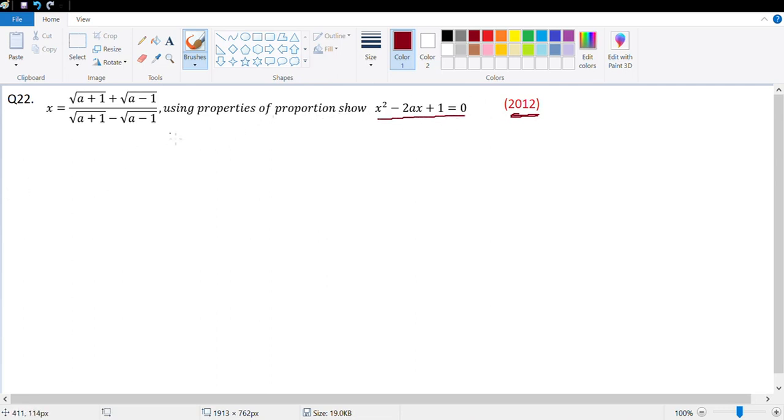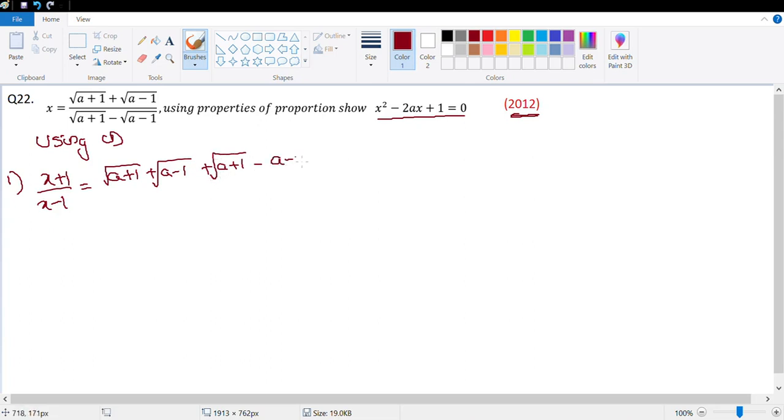Okay, so first let's go ahead and use componendo and dividendo to remove some elements. What we have is x plus 1 upon x minus 1 will be equal to square root of a plus 1 plus square root of a minus 1 plus square root of a plus 1 minus square root of a minus 1. In the denominator, we will have square root of a plus 1 plus square root of a minus 1 minus square root of a plus 1 plus square root of a minus 1. Everything is in the square root sign.